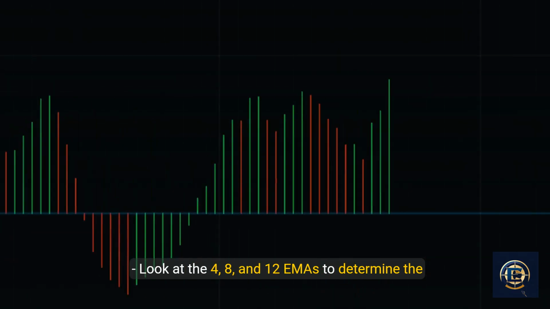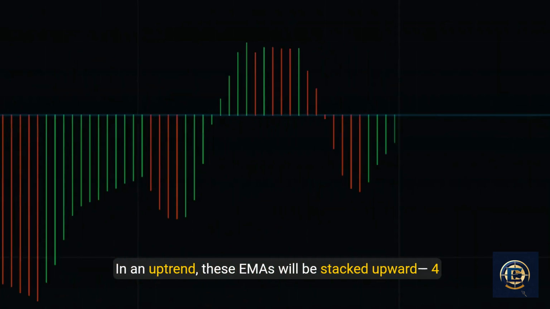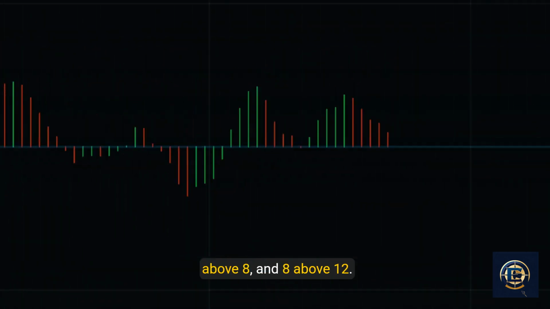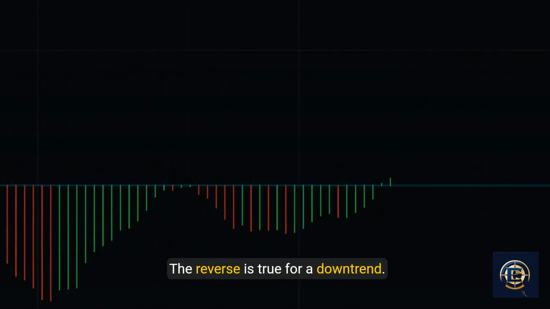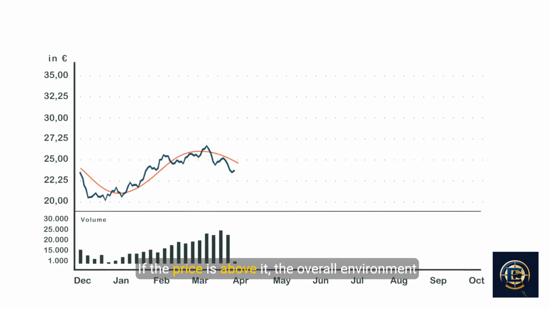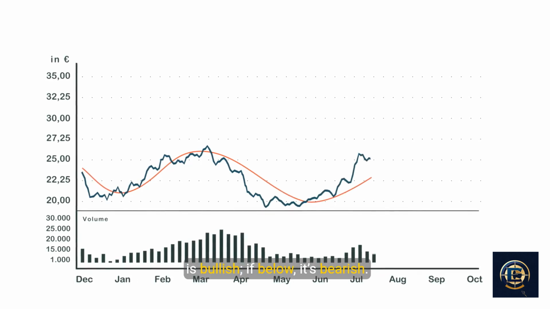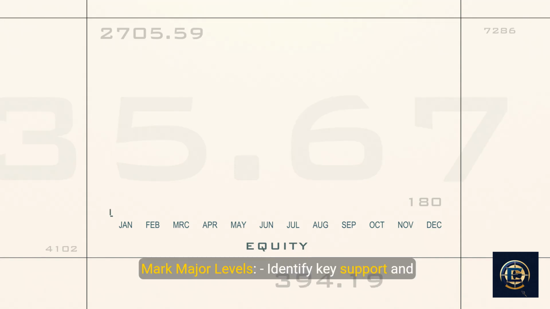Look at the 4, 8, and 12 EMAs to determine the trend. In an uptrend, these EMAs will be stacked upward, 4 above 8 and 8 above 12. The reverse is true for a downtrend. Use the 200 SMA to confirm the long-term bias. If the price is above it, the overall environment is bullish. If below, it's bearish.